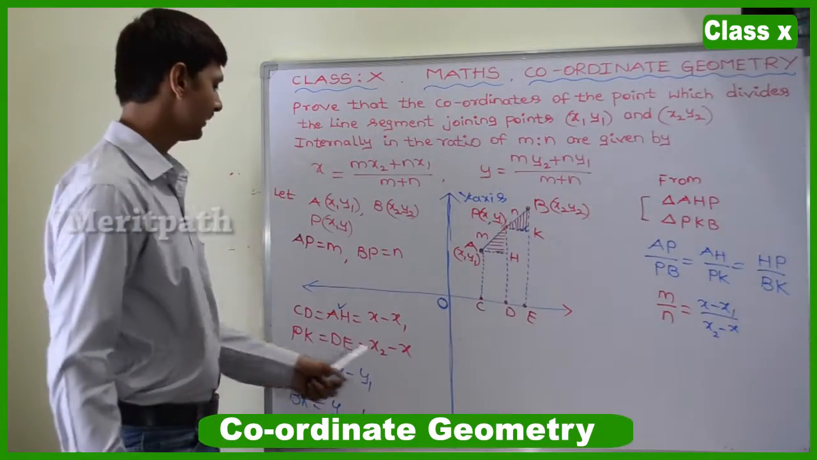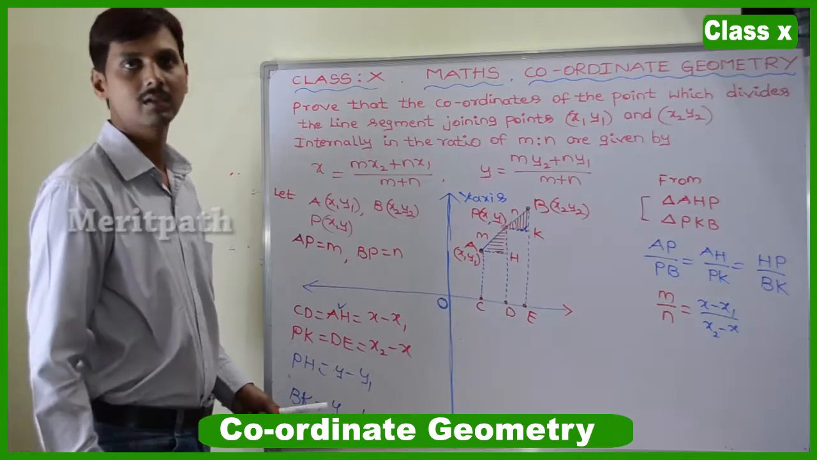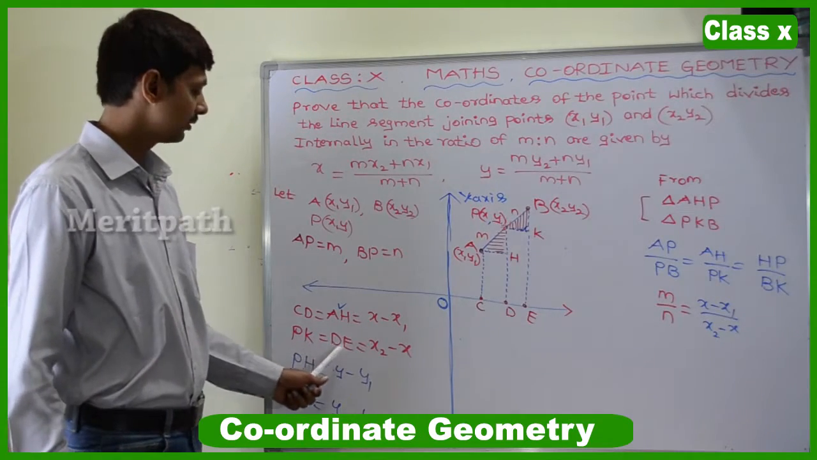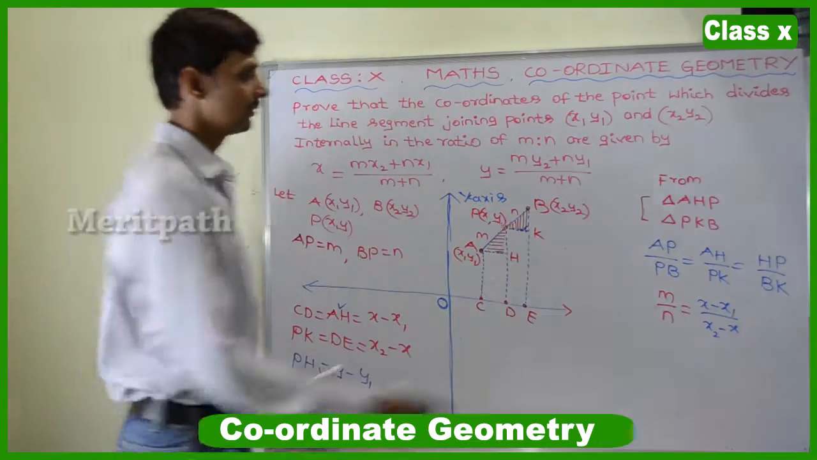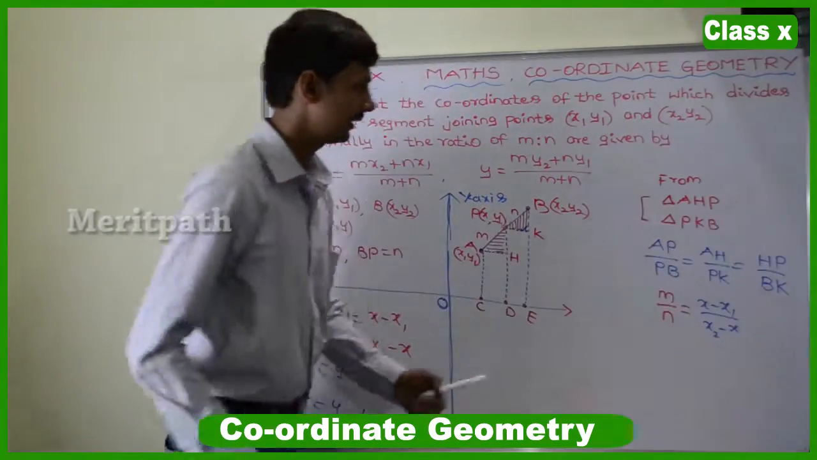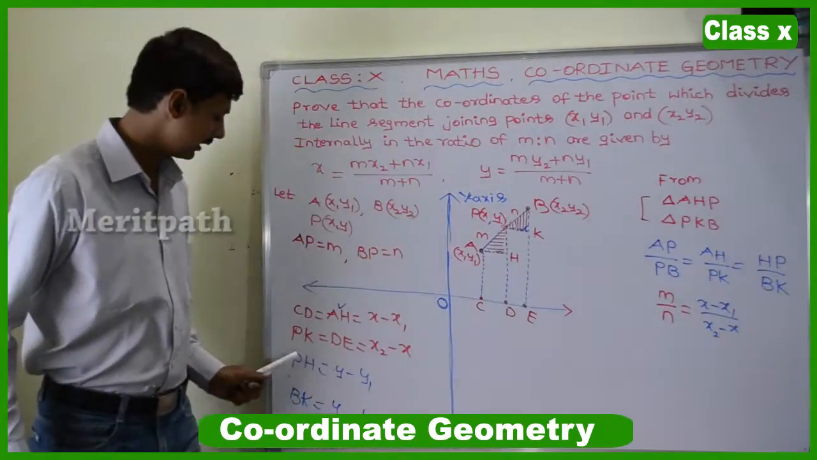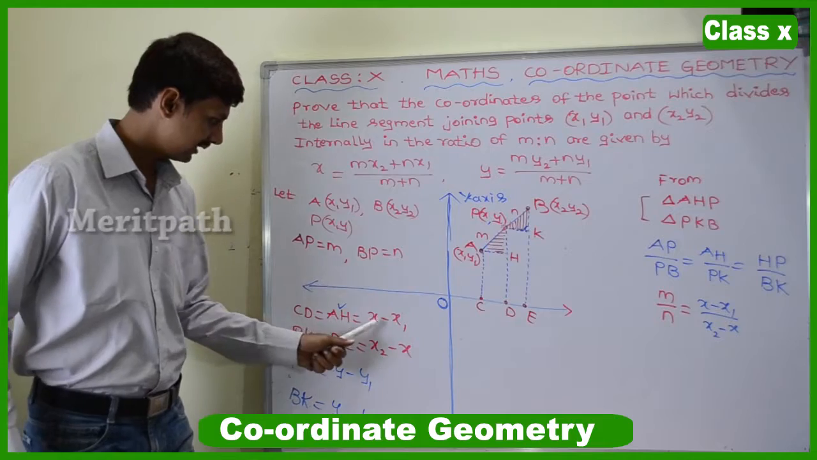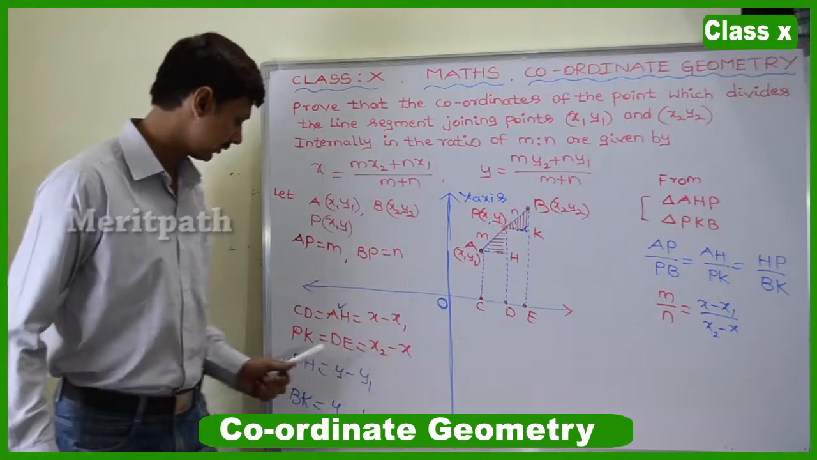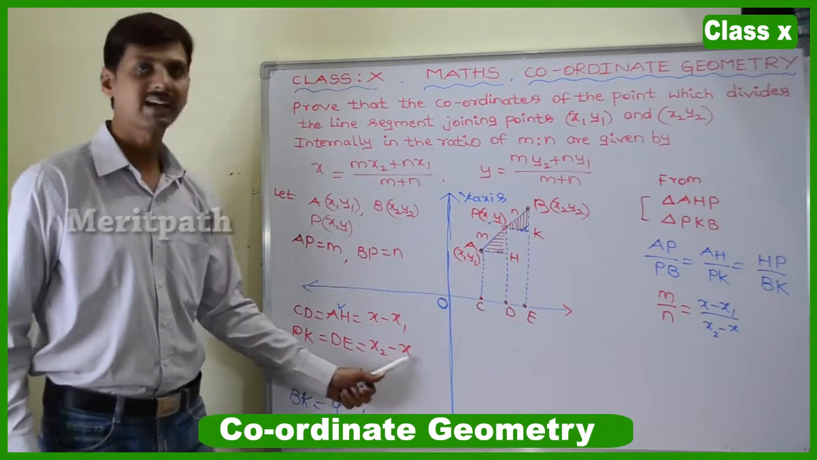The value of PK is equal to x2 minus x. So PK is equal to x2 minus x, and AH is x minus x1.